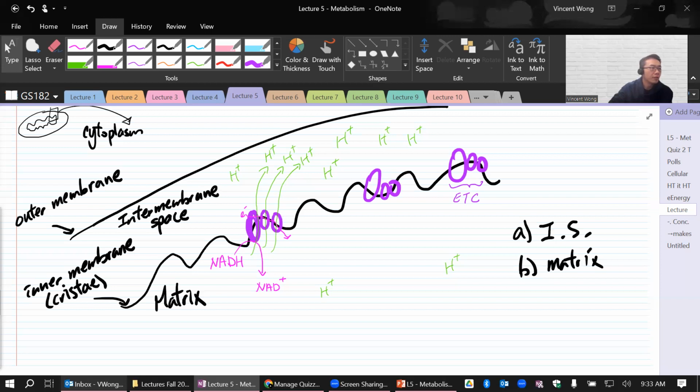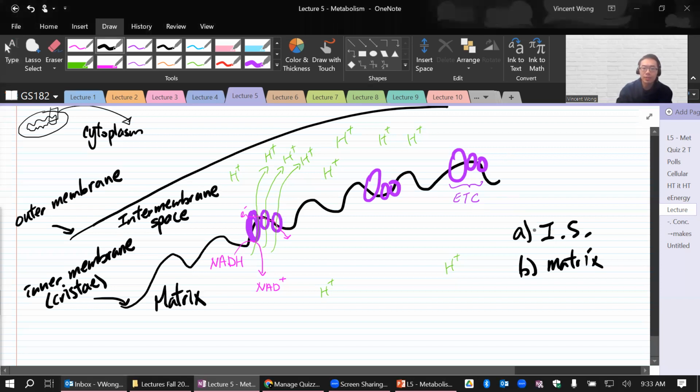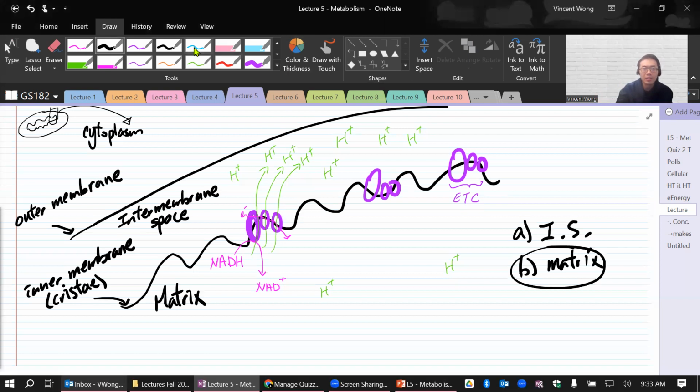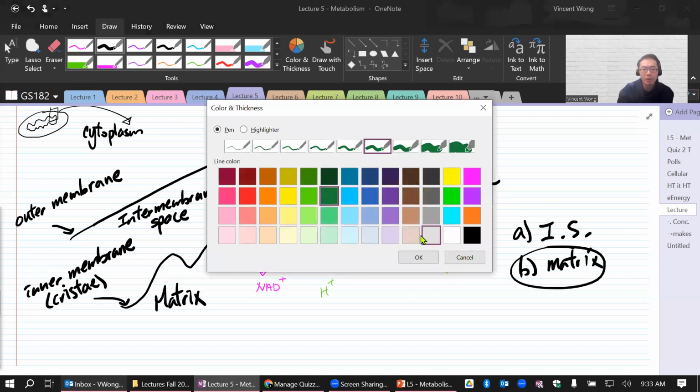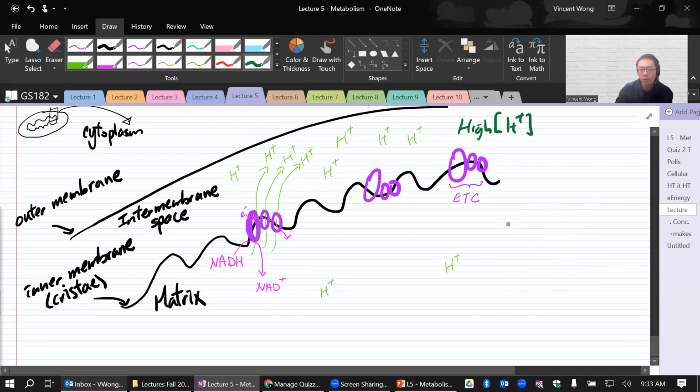Okay, so for those who have participated, we guess half here. Well, the answer is the matrix. Remember, things tend to go from high concentration to low concentration, right? So these H+, we have high concentration right now over here. High H+, because the electron energy is used to pump them into the intermembrane space. And then in the matrix, we have low H+.